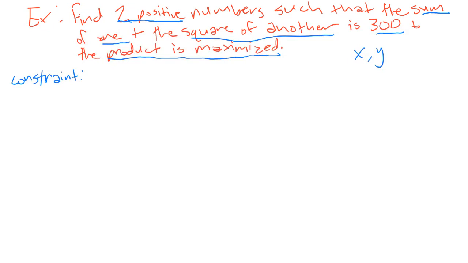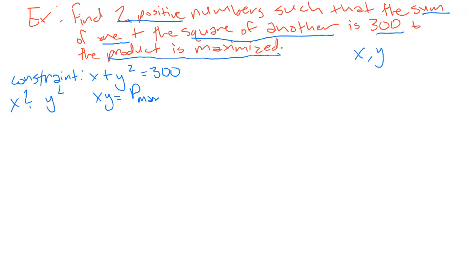Our constraint in this case says that the sum of one number plus the square of the other is equal to 300. So x plus y squared is 300. That fulfills that part. We also know that the product is going to be maximized. So x times y, let's call it P, equals P. And of course, we just need to figure out what our x and y are.